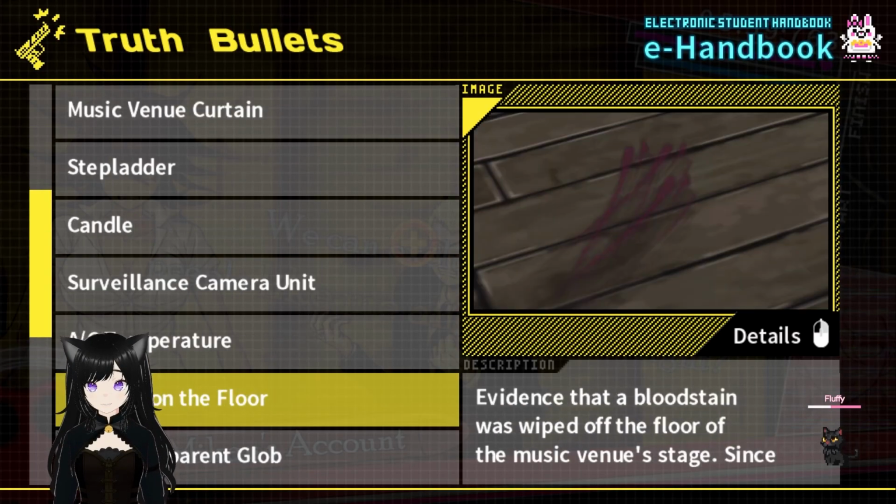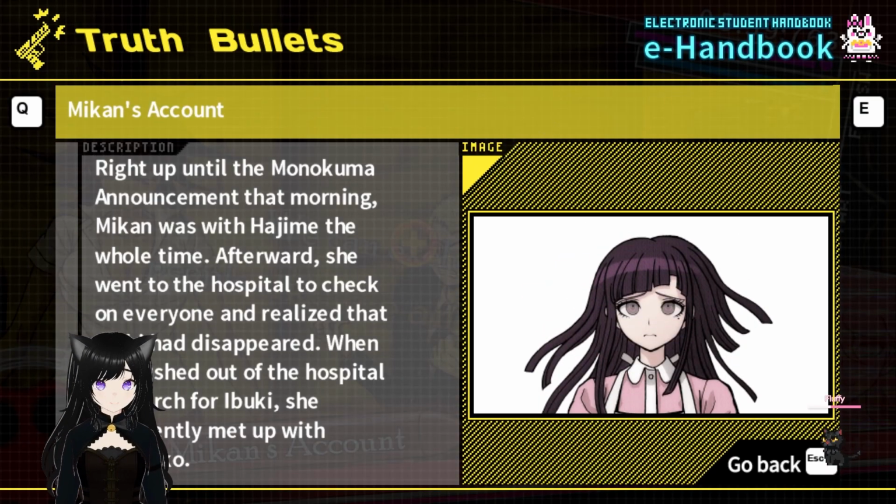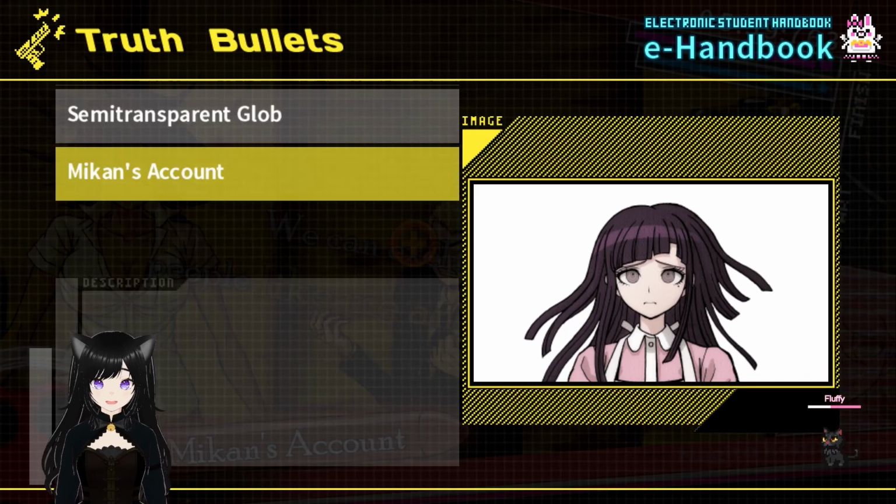So, Mikan's account: right up until the Monokuma announcement that morning, Mikan was with Hajime the whole time. Afterwards, she went to the hospital to check on everyone and realized that Ibuki had disappeared. When she rushed out of the hospital to search for Ibuki, she apparently met up with Fuyuhiko. Okay, so that's pretty strong, I think.